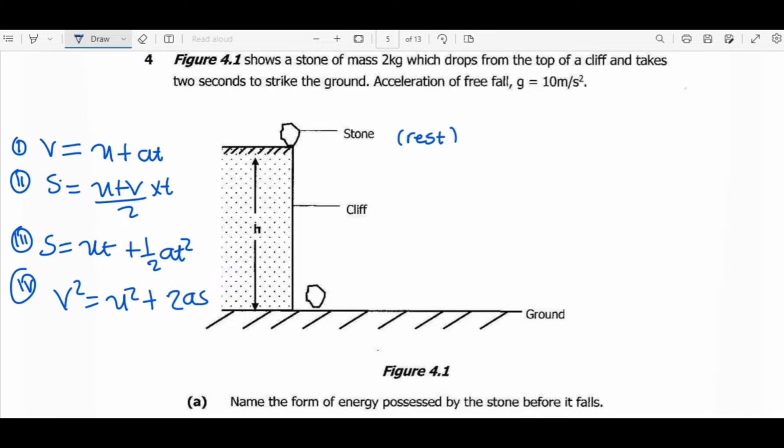Now we need to look at the data that we have so that we are able to choose the formula that will suit the data. So let's collect the data. SUVAT is the best way to remember.